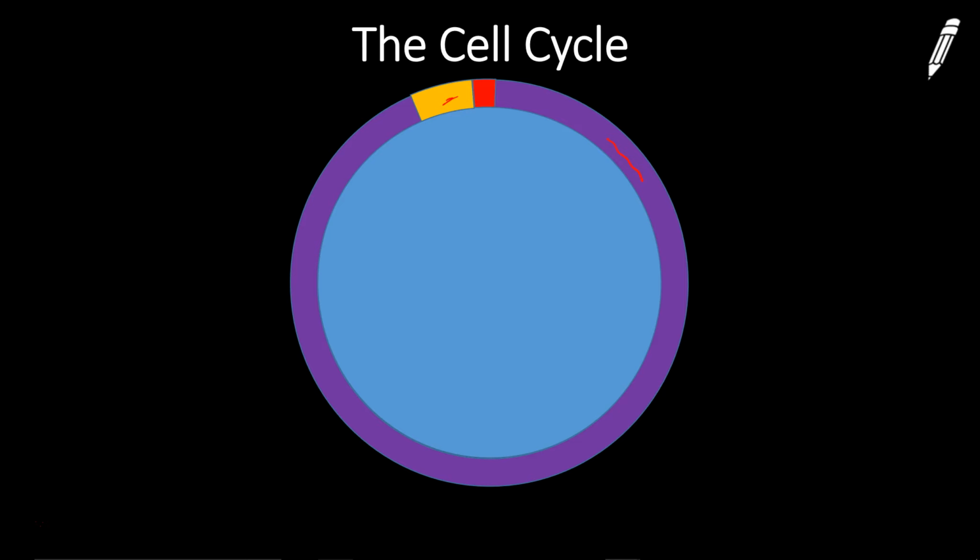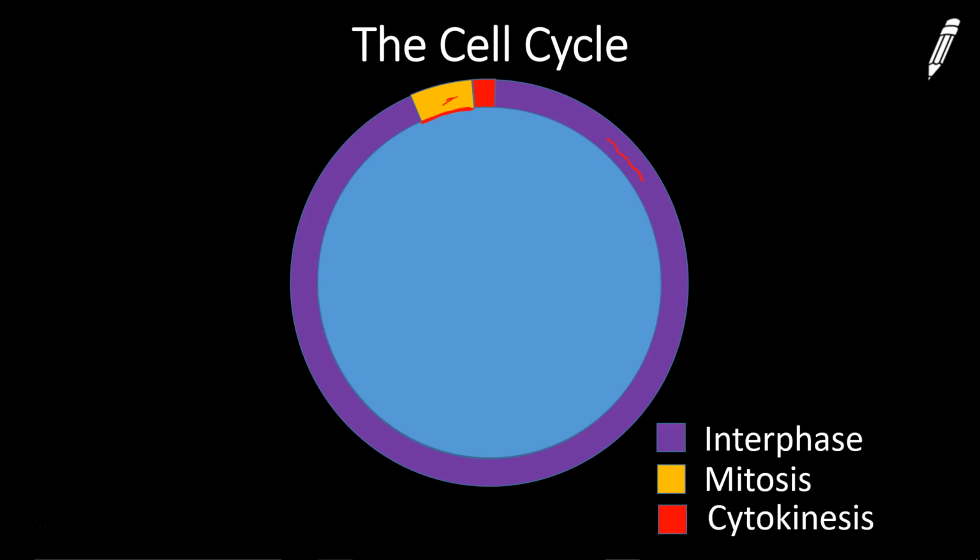Okay? So, interphase. Obviously, you could tell that interphase is the longest portion of the cell cycle. Next, we have mitosis. Mitosis is the next longest part of the cell cycle. And finally, the last part is cytokinesis. So there's three big processes of the cell cycle: interphase, mitosis, and cytokinesis.